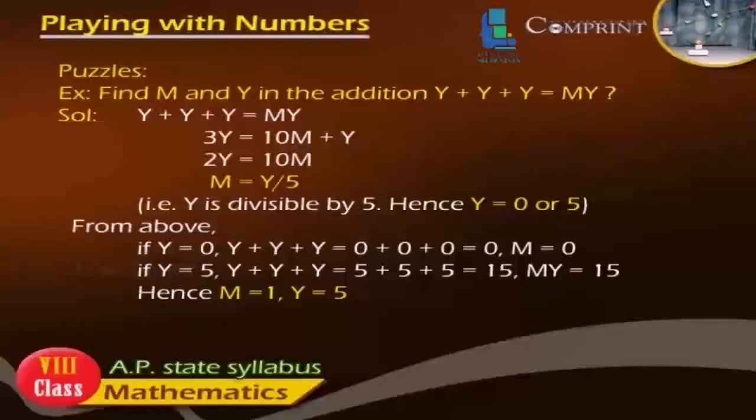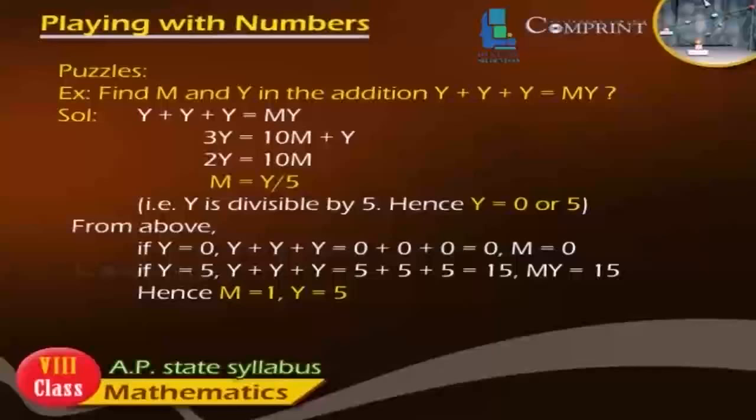Puzzle. Example. Find m and y in the addition y plus y plus y is equal to my. Solution. y plus y plus y is equal to my. 3y is equal to 10m plus y. 2y is equal to 10m. m is equal to y by 5. That is, y is divisible by 5. Hence, y is equal to 0 or 5.